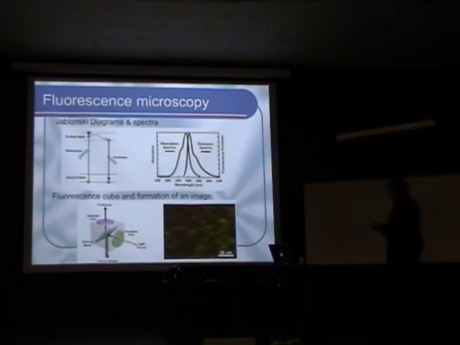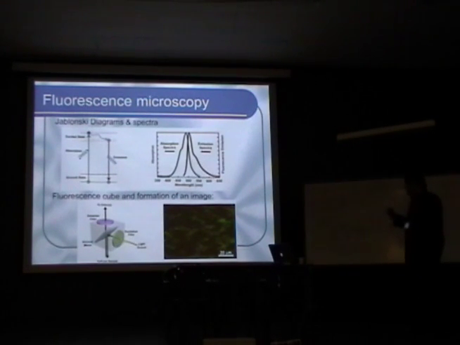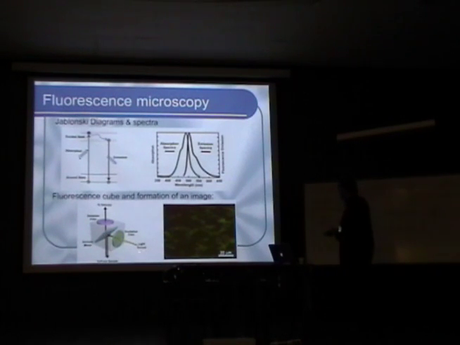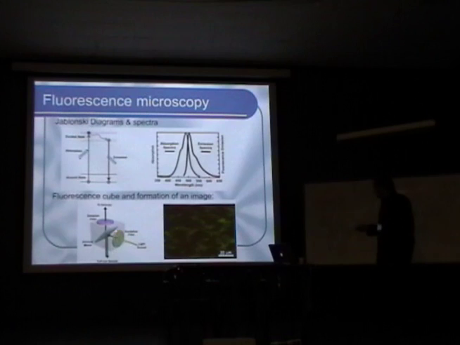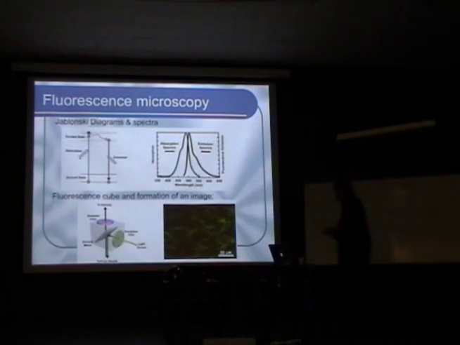As you can see, the maximal absorption and fluorescence are at different frequencies, and because the fluorescence signal is only a tiny, tiny fraction compared to the excitation signal, one needs to separate those two signals from each other spectrally, so that only the fluorescence signal and not excitation light can be used to form the image of interest. And so this can be done in the simplest way by using this fluorescence cube, which consists of a dichroic mirror and both fluorescence excitation and emission filters.